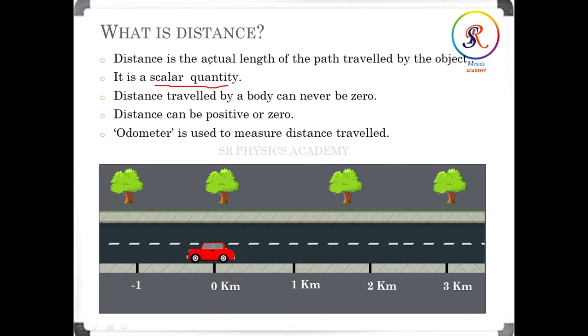The distance is the actual length of the path. So what is the actual length of the path travelled by the car here? First is 0 to 3 kilometer. Again return back. So we can say 3 plus 3 kilometer. Now the odometer is used to measure the distance travelled.